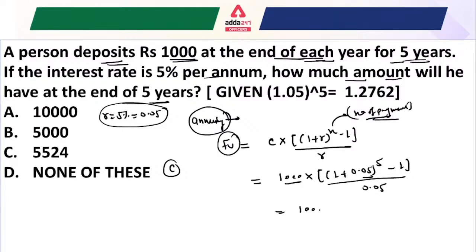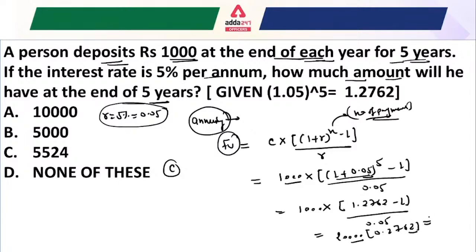And now we have to solve this. So how can we solve it? The value is already given in the question: 1.05 to the power 5 is 1.2762, minus 1, and it is divided by 0.05. Again, we can solve this; the value will be 20,000 and 0.2762. Okay, so just solve this and tell me what the value will be here. Let me calculate this also. Just tell me what the value will be.